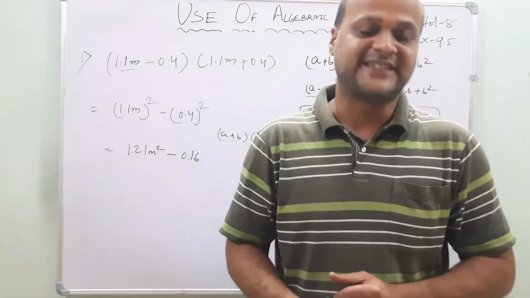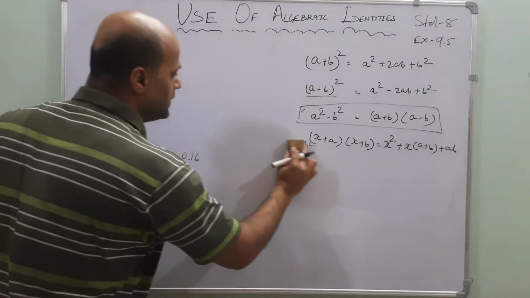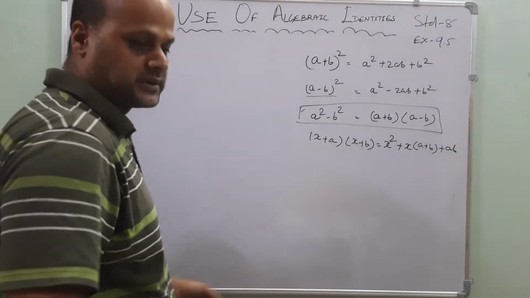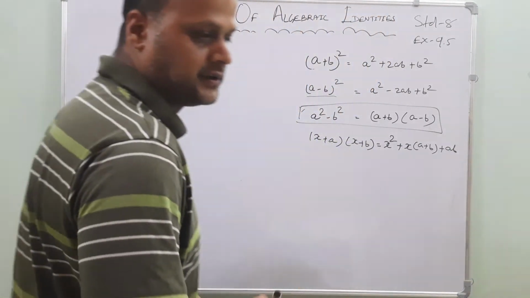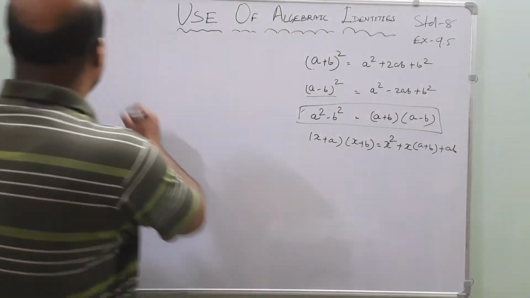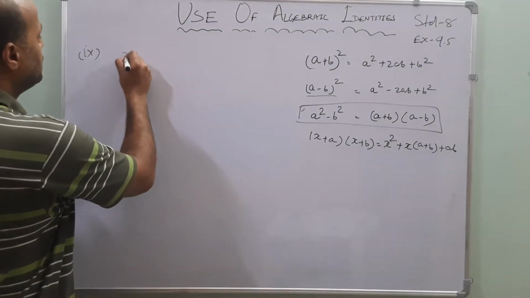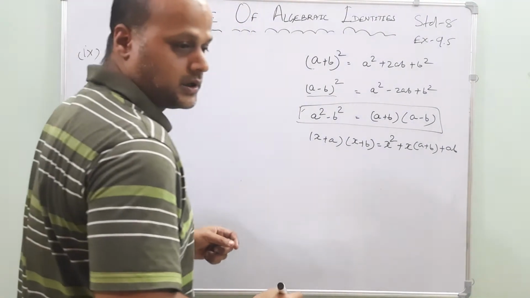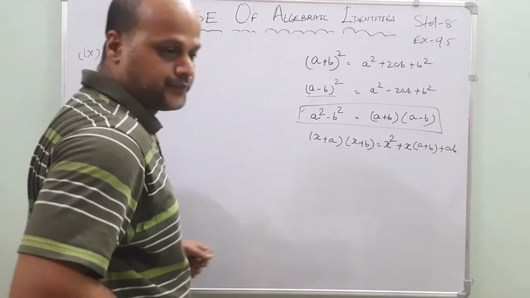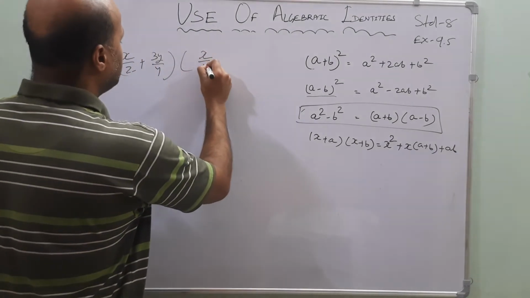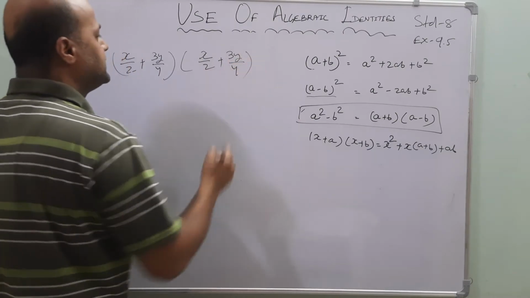Okay, let's go to the second bit. The second number we have already discussed. Some of my friends are saying, sir, please go for the fraction part. Okay, let's go for it. The fraction part is the ninth one. The ninth one is given: x by 2 plus 3y by 4 into x by 2 plus 3y by 4. This is the question, my dear friends.